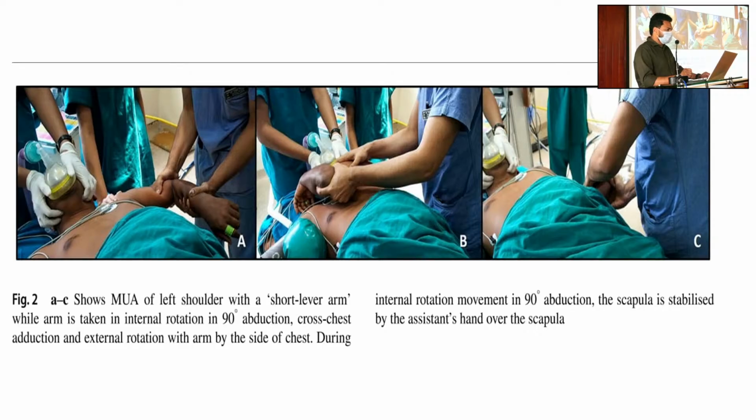Flexion, extension, abduction, adduction and rotation, internal rotation, ultimately external rotation followed by internal rotation. See, ultimately it has to break the adhesive capsulitis. So what is the problem of MUA, manipulation under anesthesia? Iatrogenic fractures can happen. You do dislocation, something like that, you can fracture.